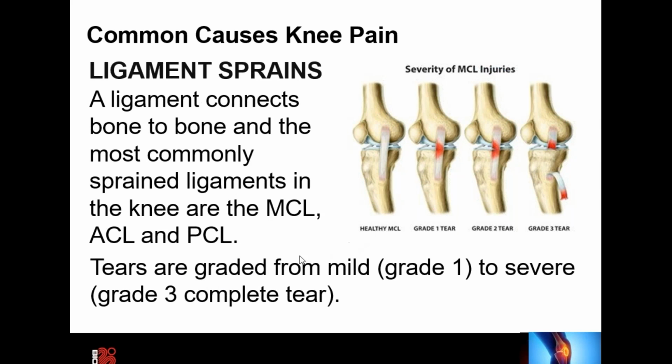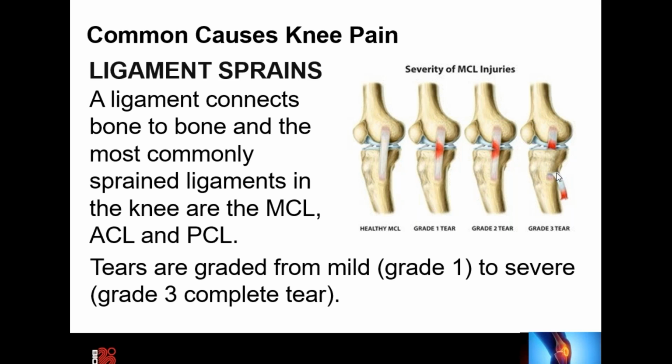Ligament sprains are usually caused by some kind of trauma, usually a bending or twisting of the knee when you're playing a sport or what have you. The most common ligaments that are injured are the medial collateral ligaments, so on the inside of your knee, shown here. And they're graded from 1, 2, and 3. Grade 1 is a mild, and grade 3 is a complete tear.